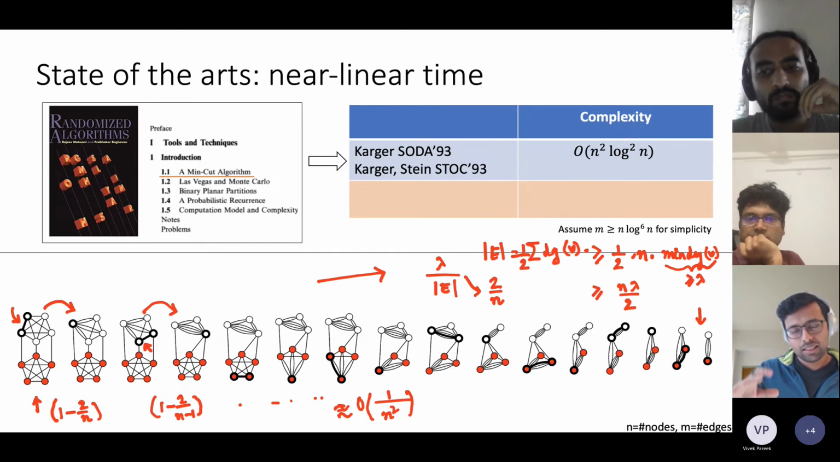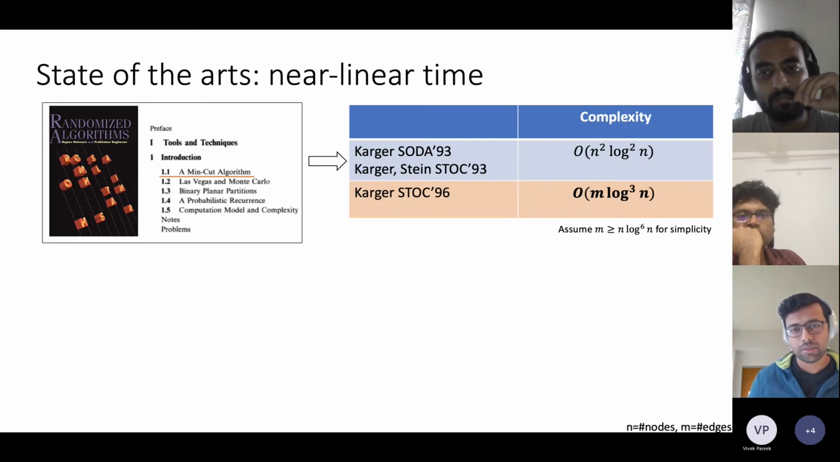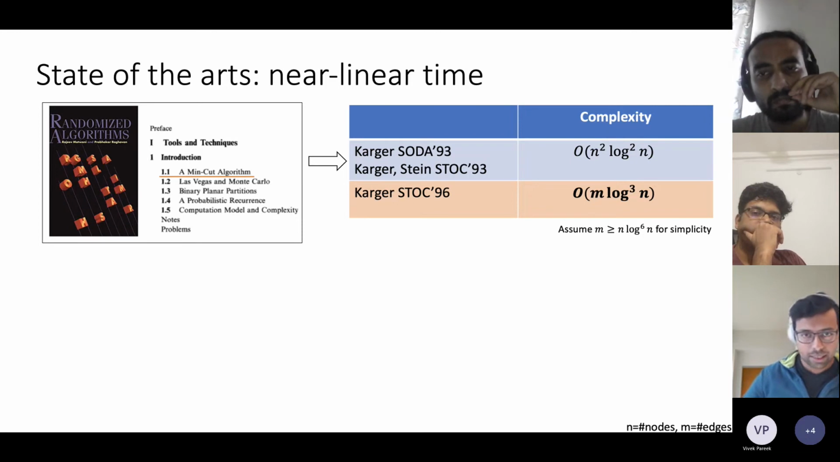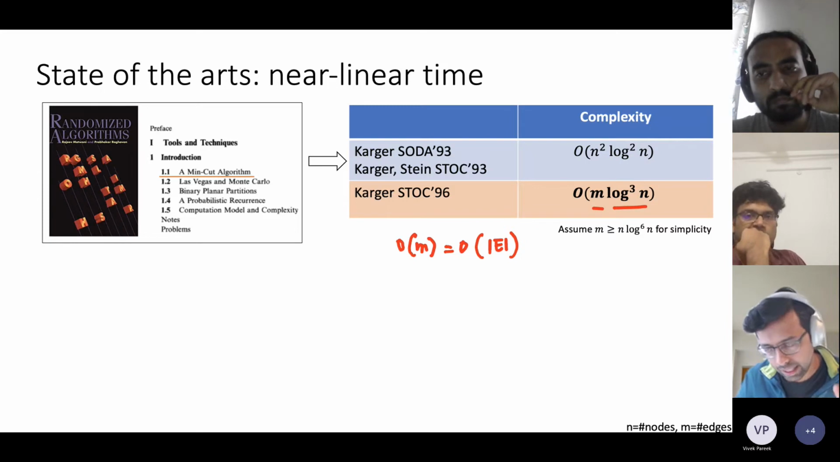I just wanted to point this algorithm out because it is very elegant, but unfortunately, we are not going to talk about this algorithm today. We're going to talk about another algorithm by Karger, which is actually close to being near linear. And what do I mean by near linear? A linear time algorithm in this scenario is going to be an order m algorithm, where m is the number of edges. Near linear is m with a polylog factor in n. So this is very close to linear.